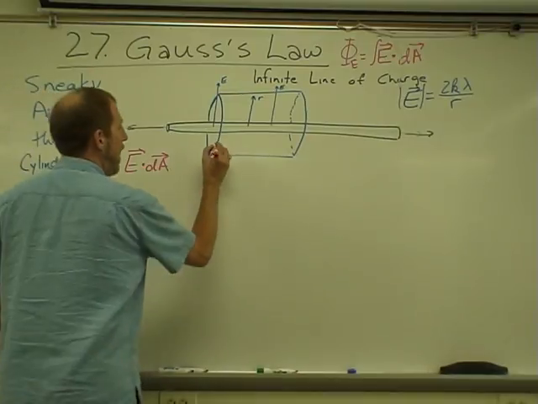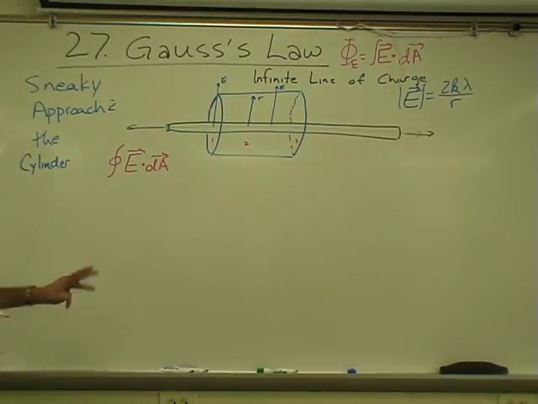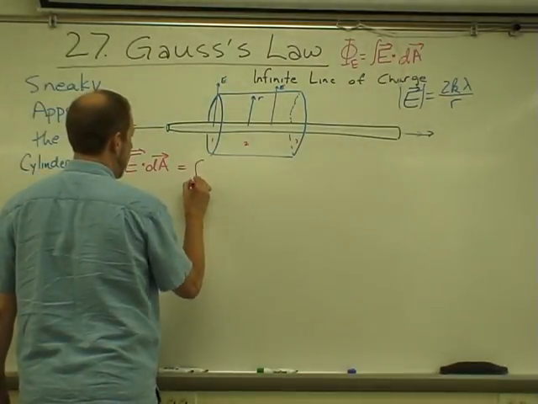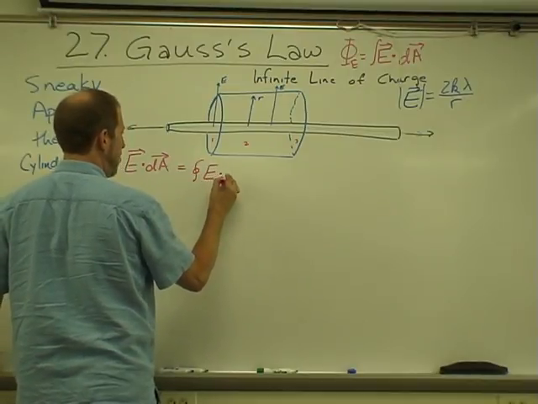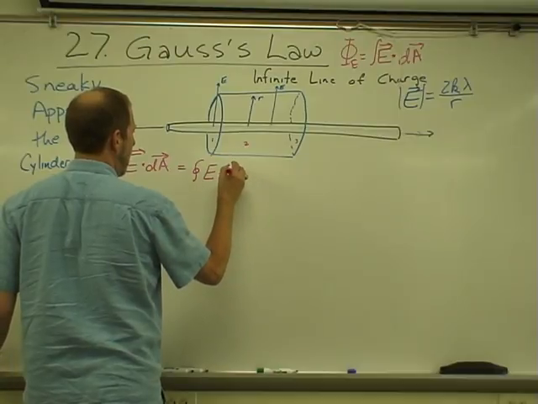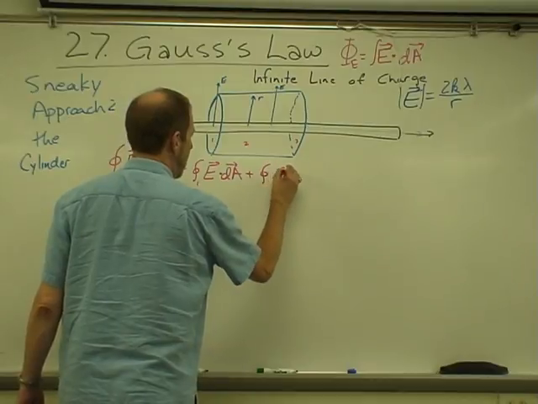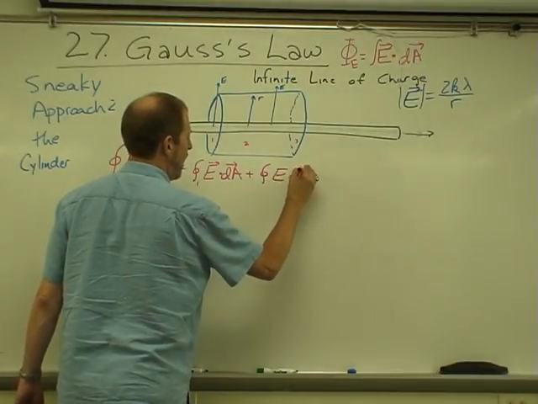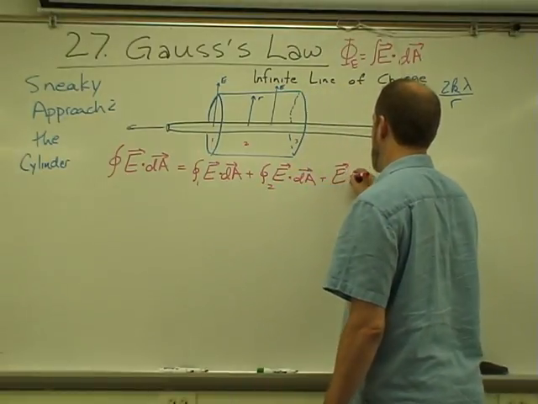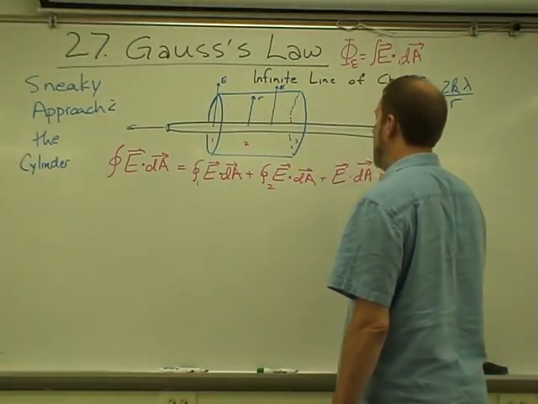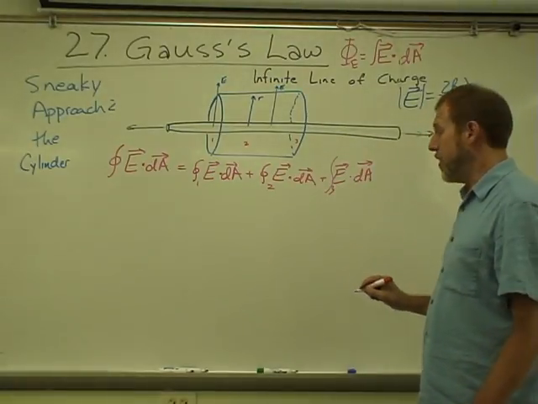But here, I have 1, 2, 3 surfaces. So I have to break this into 3 subcategories. The integral of E dot dA over area 1 plus the integral of E dot dA over area 2 plus the integral of E dot dA over area 3.